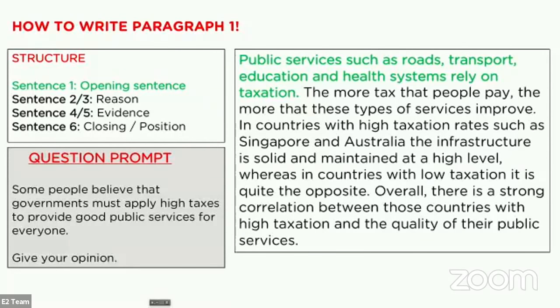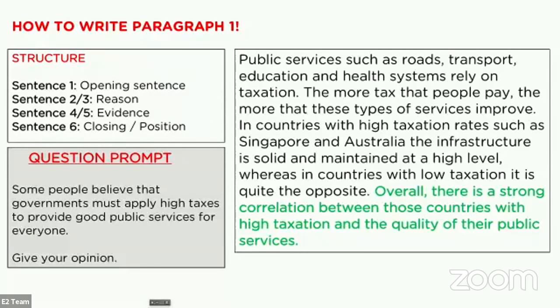Opening sentence. Public services such as roads, transport, education, and health systems rely on taxation. Reason. The more tax that people pay, the more that these types of services improve. Evidence. In countries with high taxation rates, such as Singapore and Australia, the infrastructure is solid and maintained at a high level, whereas in countries with low taxation, it is quite the opposite. Good. Closing. What's my position? Overall, there is a strong correlation between those countries with high taxation and the quality of their public services.